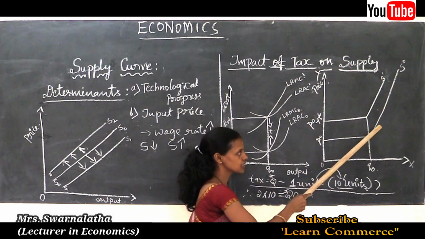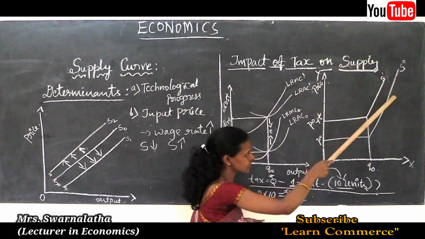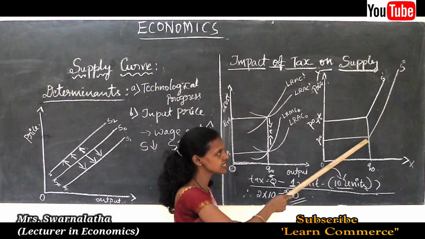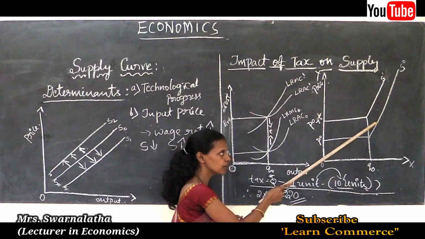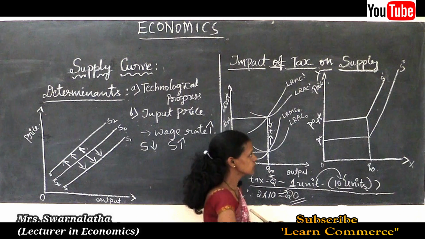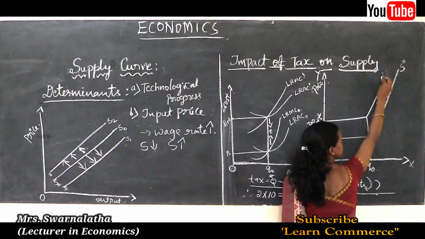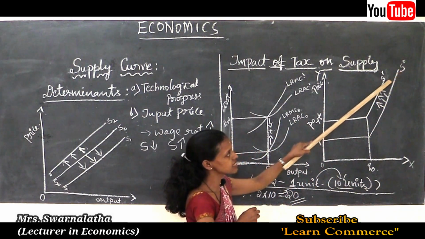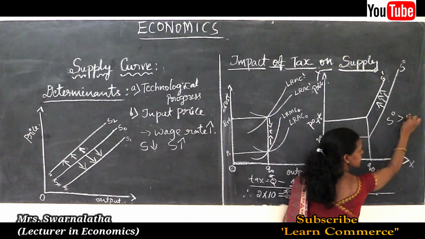Earlier, production activities and sales are high, and the supply curve is a positive rising curve, as you can see. The tax imposed by the government leads to the supply curve shifting from right to the left, that is S0 to S1. You can see the variations here, S0 to S1. Here S0 is greater than S1.